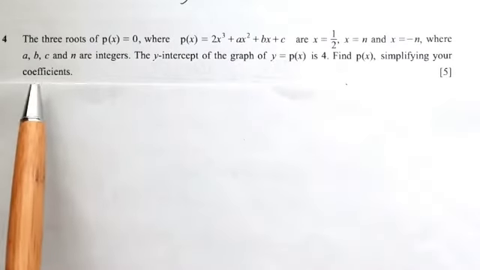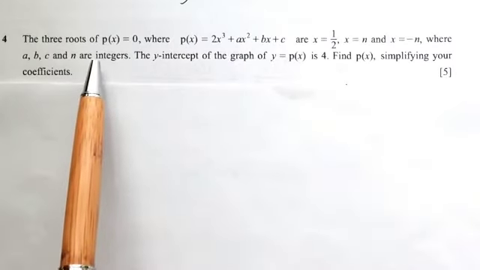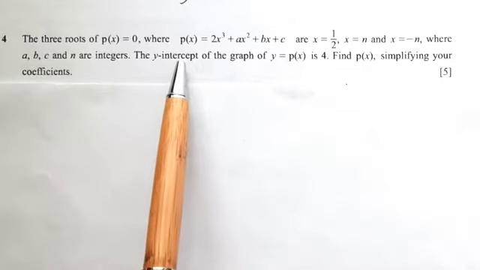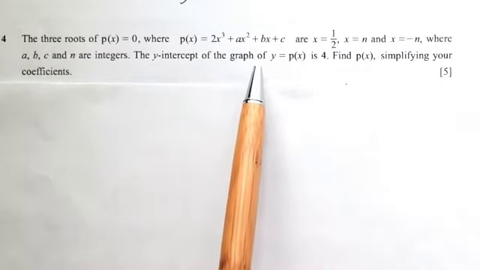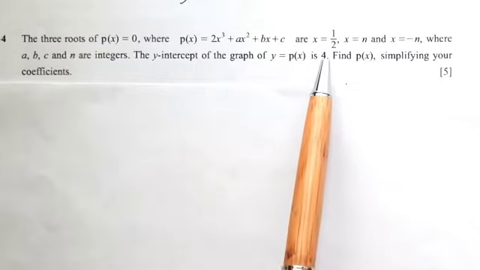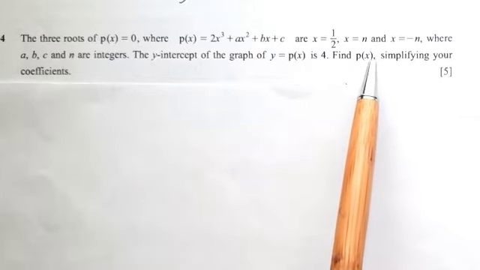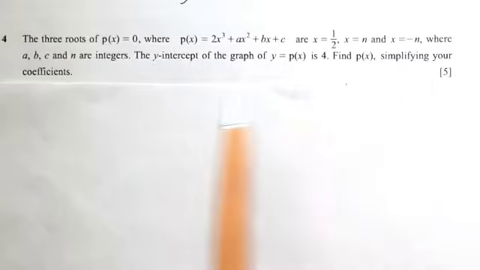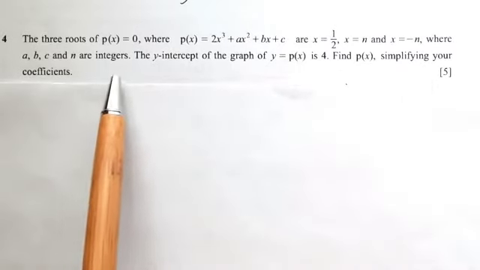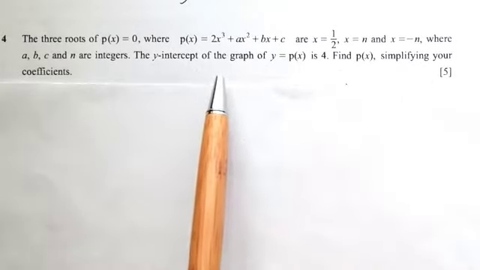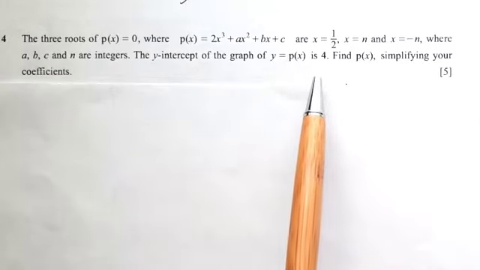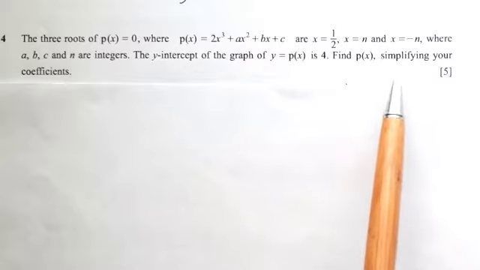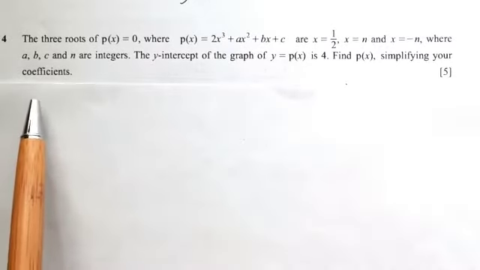Now question number 4. The three roots of p(x) equals 0, where p(x) equals 2x cubed plus ax squared plus bx plus c, are x equals half, x equals n, and x equals minus n, where a, b, c, and n are integers. The y-intercept of the graph y equals p(x) is 4. Find p(x), simplifying your coefficients.